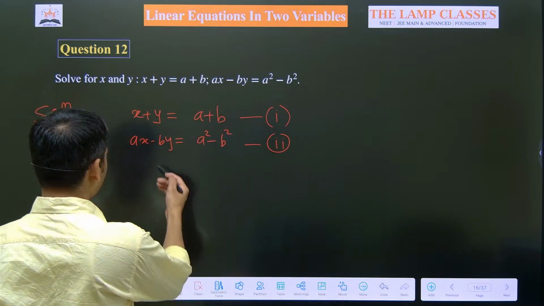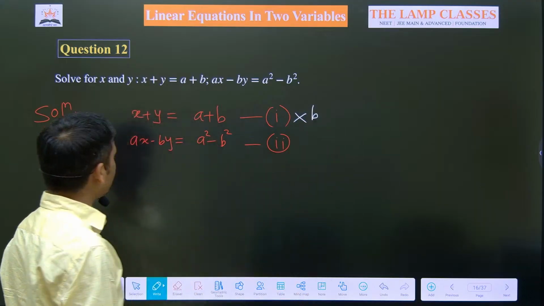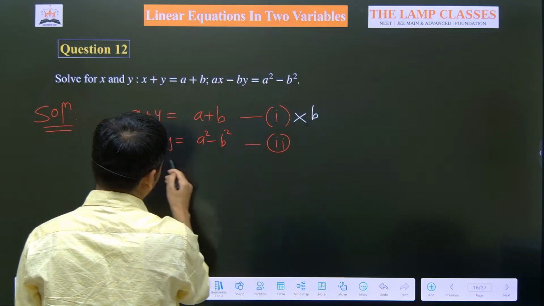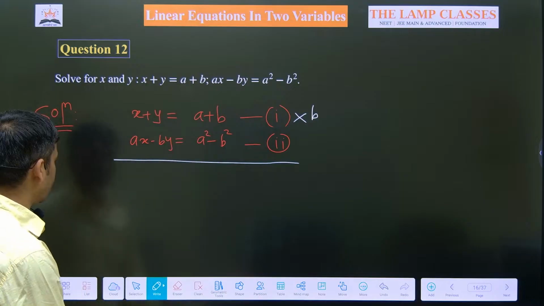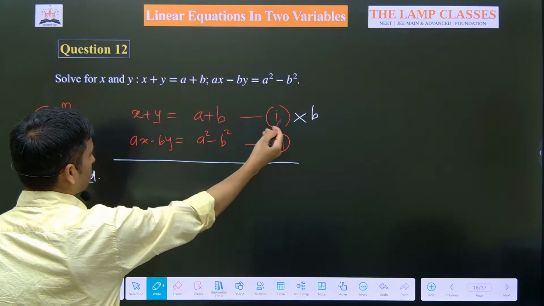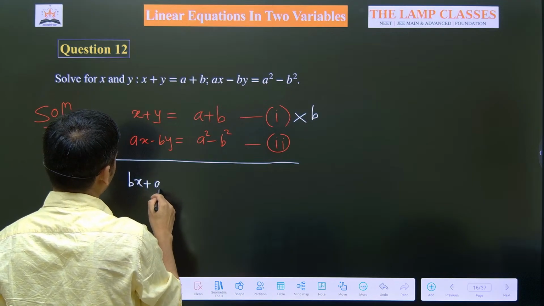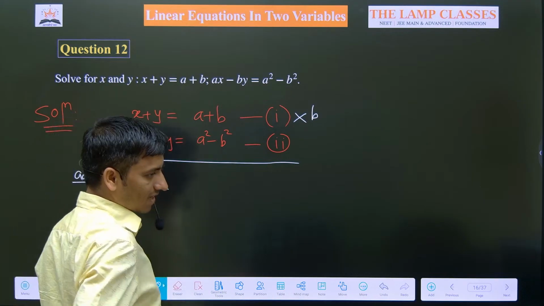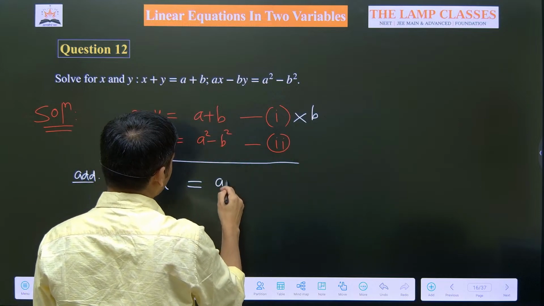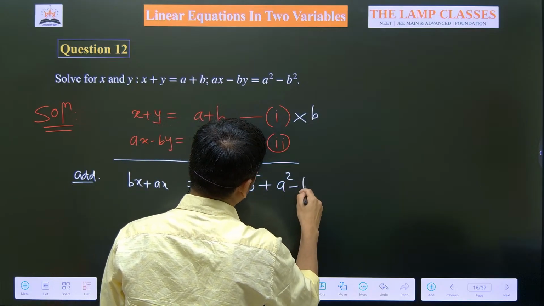So in this case you can see we have coefficient of y as minus b, so it's better to multiply this by b. You might multiply that by a also and subtract, but if I multiply the first equation by b and add, then we are able to eliminate y in this case, right? So we will add. We have multiplied the first equation by b. So when we multiply and then add, we will get bx plus ax, and by and minus by will get cancelled, right? So on the left hand side only x term is left, and the right hand side when you simplify becomes ab plus b square plus a square minus b square.